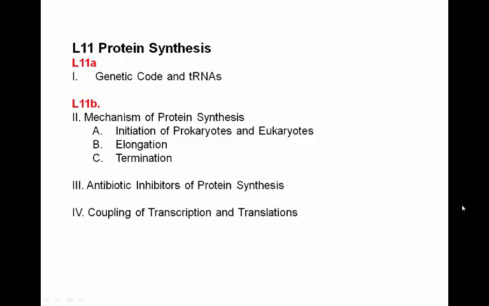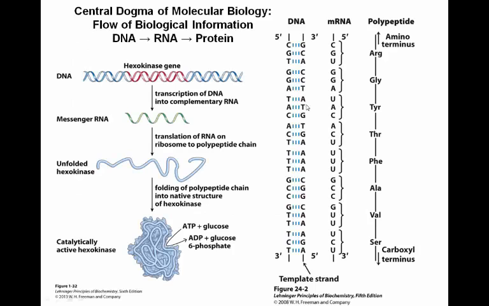11th class will be protein synthesis, and this is divided into two parts. 11a is going to be the genetic code in tRNAs. 11b will be mechanism of protein synthesis, initiation, elongation, and termination, and then antibiotic inhibitors of protein synthesis, and coupling of transcription and translation.